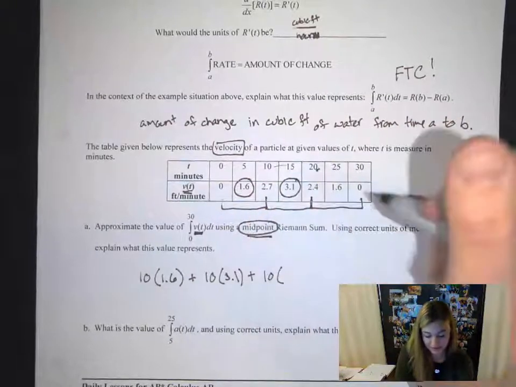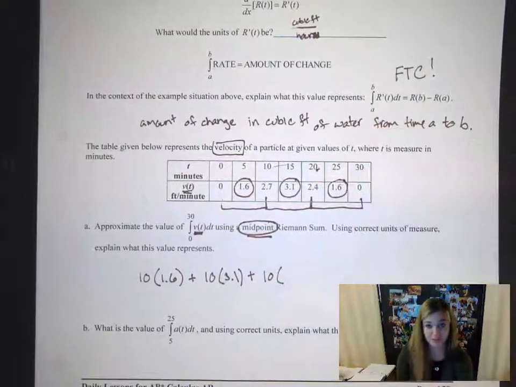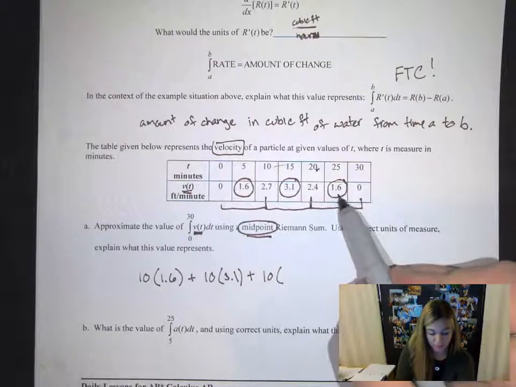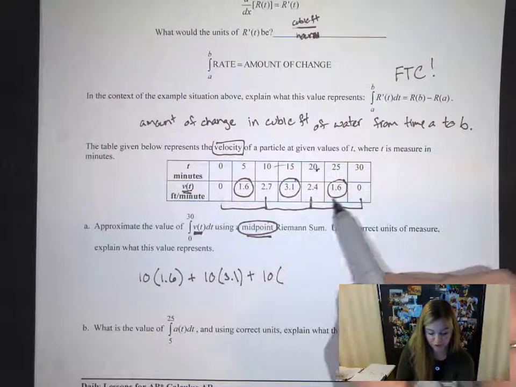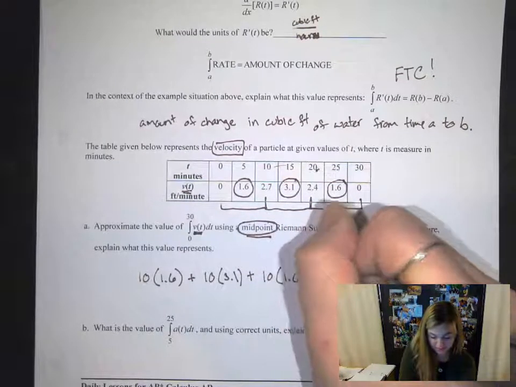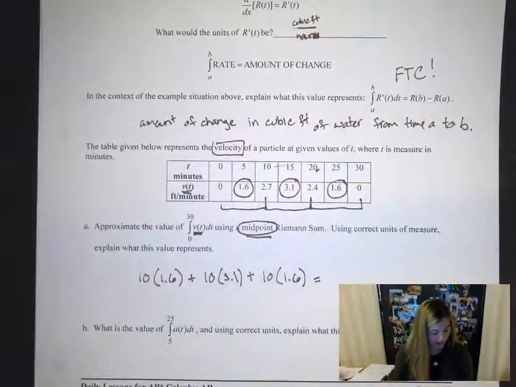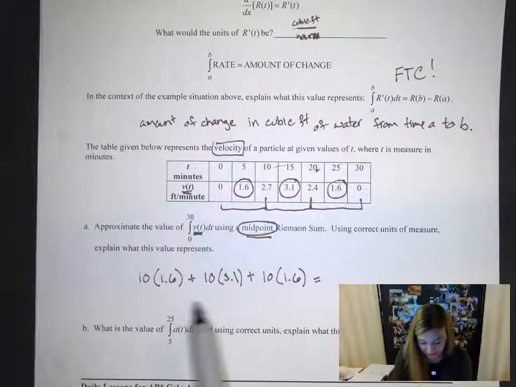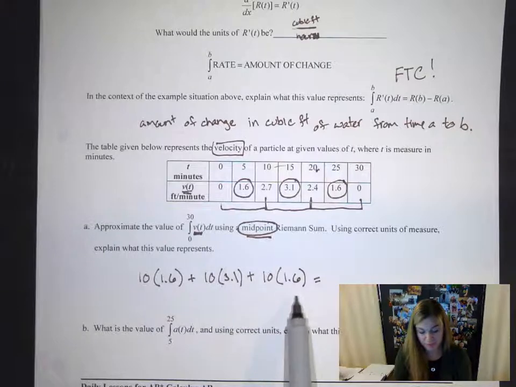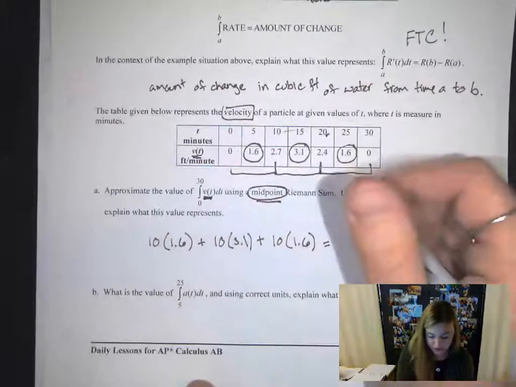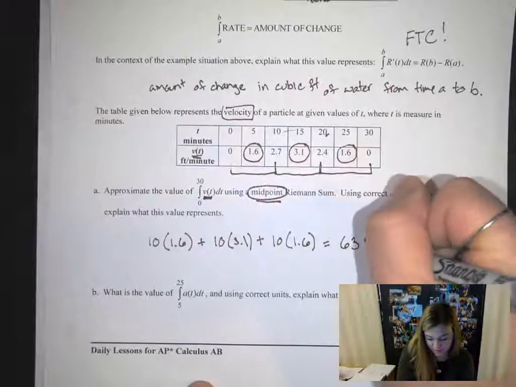This is nice, they're all the same length. Doesn't have to be, but this one's fun that it is. Midpoint, so I'm using the midpoint value for the function value, 1.6. If I multiply all these things together, you could do 1.6 plus 3.1 plus 1.6 all times 10, but you should get, I'm going to skip ahead to the 63.